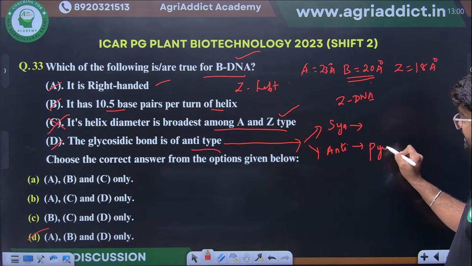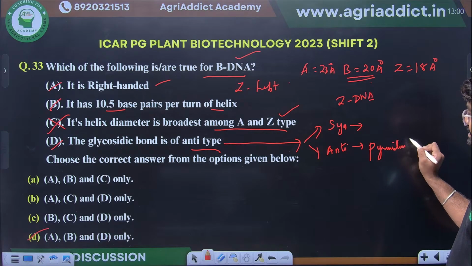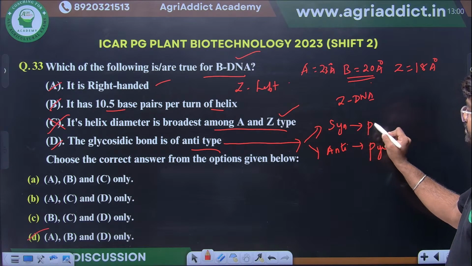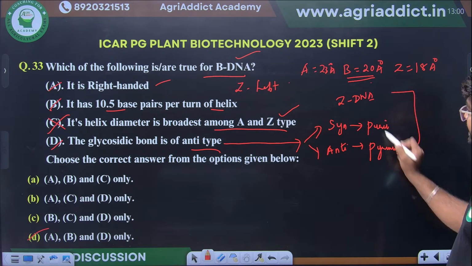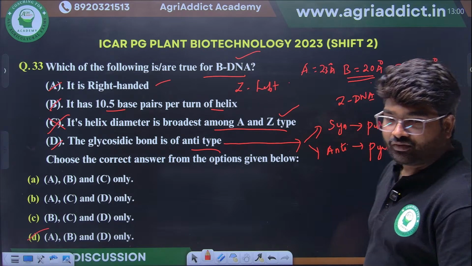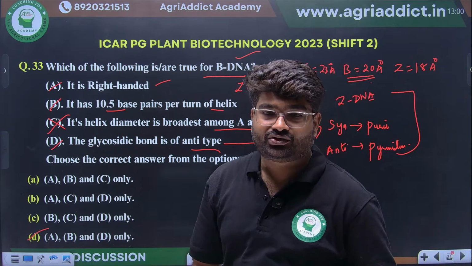Pyrimidines will always be present in anti form in Z-DNA. Purines will be present in syn form. This also they can ask. So from DNA basics, they have asked two questions.